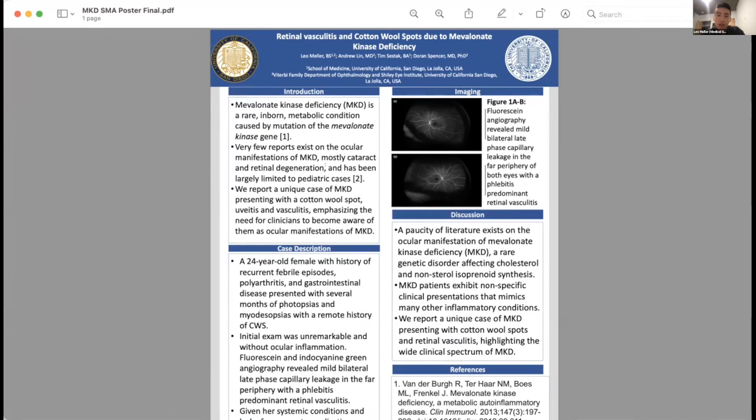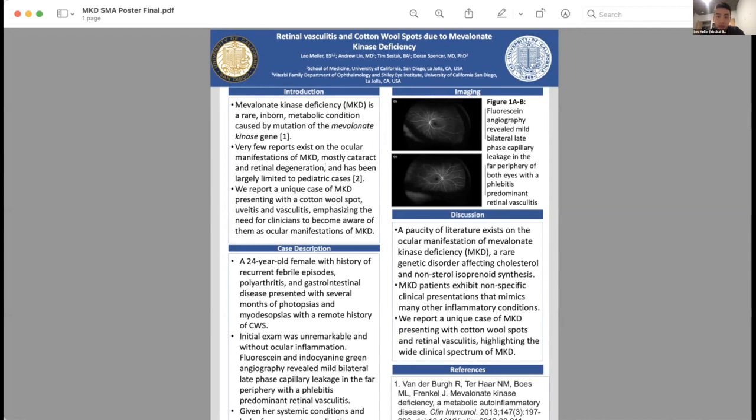So the title of the presentation is Retinal Vasculitis and Cotton Wool Spots due to Mevalonate Kinase Deficiency, aka MKD. MKD is a rare genetic inborn metabolic condition caused by mutation of the mevalonate kinase gene. Currently, there are very few reports on the ocular manifestation of MKD, and when you read through the literature, it mostly reports cataract as well as retinal degeneration, but that's been largely limited to pediatric cases.